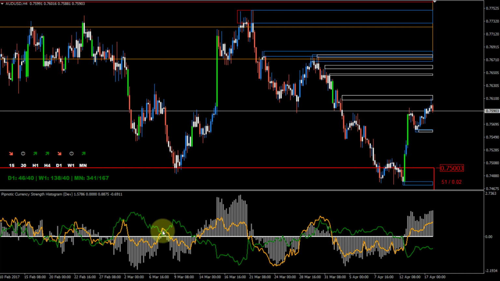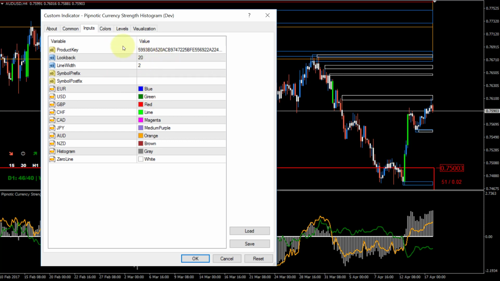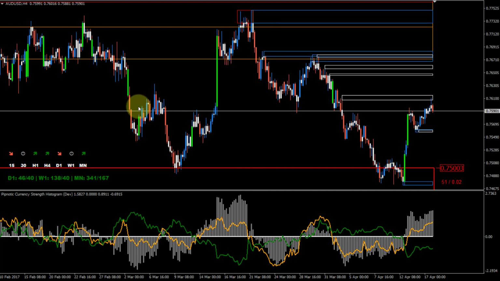Yeah, so if we look at the configuration options here, super simple. Product key, the look back, I'd leave it on 20. That seems to work pretty well. We have the symbol prefix and postfix. So this symbol on my platform was called AUD USD. If your broker puts characters in front or after the symbol, then you have to put the characters in front in the prefix and the characters after in the postfix to help the indicator identify the names of your symbols. I'll eventually figure out a way to automate this, but for the time being, it's a manual procedure. Then we have color settings, and that's it. Nothing else. Super, super easy. So out of the box, it does exactly what it should.